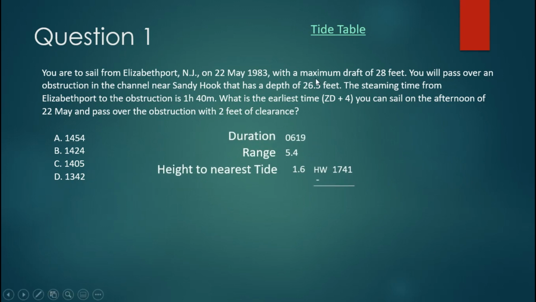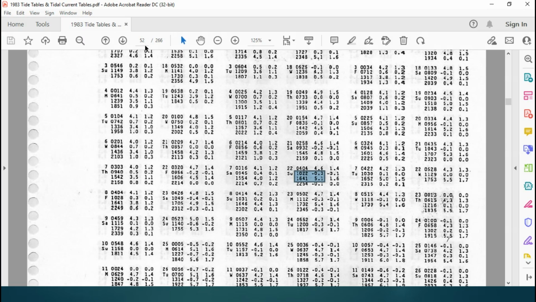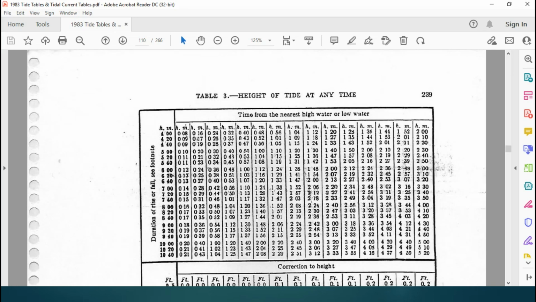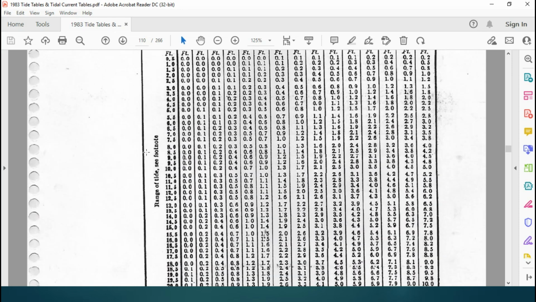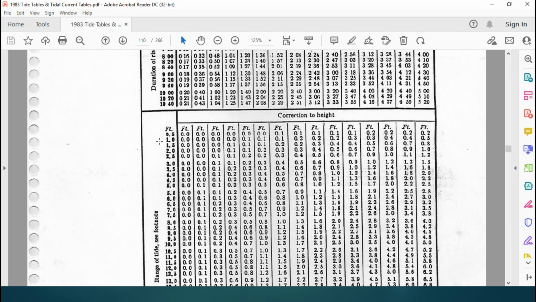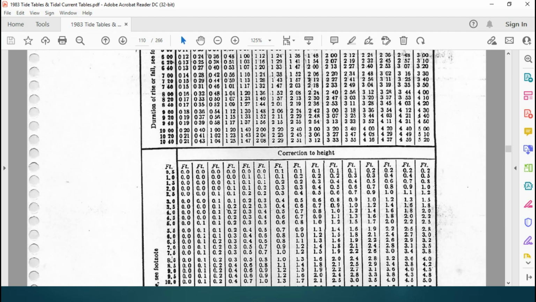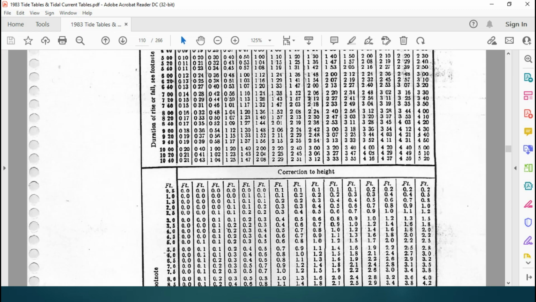And just like in the last lesson, we're going to go to table 3, which in the PDF is page 110. And we're going to enter the table down here at the bottom with our range. And our range on this problem is 5.4 feet. So we can round it to that 5.5 feet right here. And we're going to scroll across until we find that 1.6 foot correction right here.